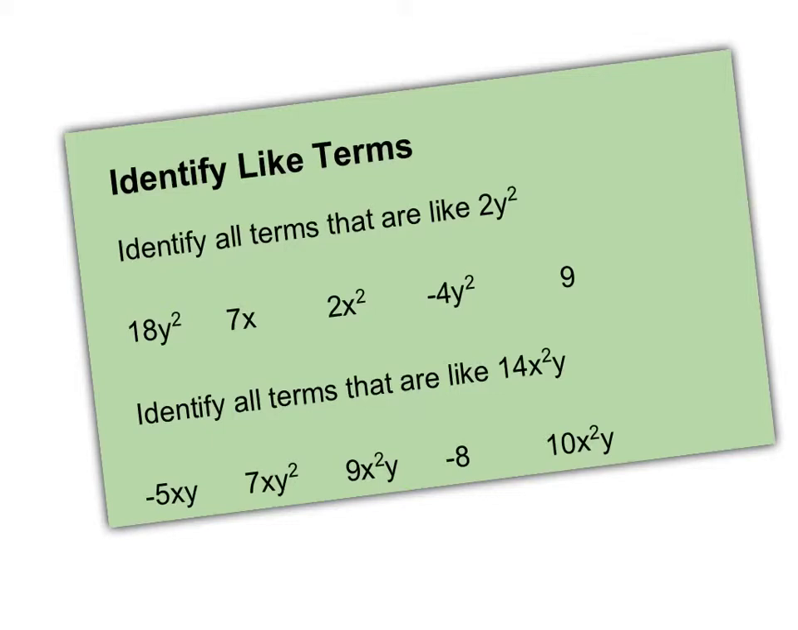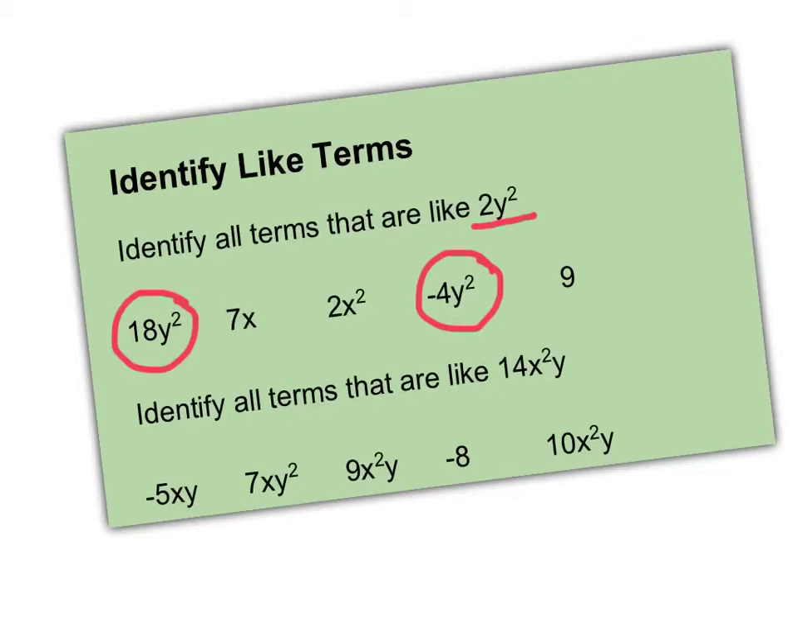Identifying like terms. So here's 2 examples. Identify all the terms that are like 2y squared. Hit pause now and see if you can write down the ones that are like terms to 2y squared. Okay, the answer is 18y squared and negative 4y squared. They are like terms because all three of them have the variable y, and they're all y to the second power. The other ones have x, so that makes them not like, and 9 is a constant term. It doesn't have any variables, so it doesn't match that one.